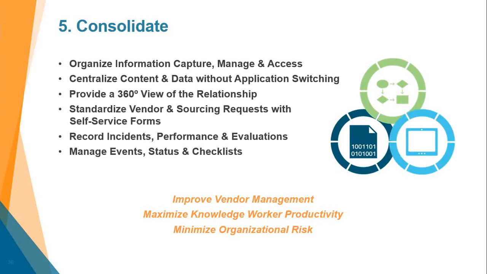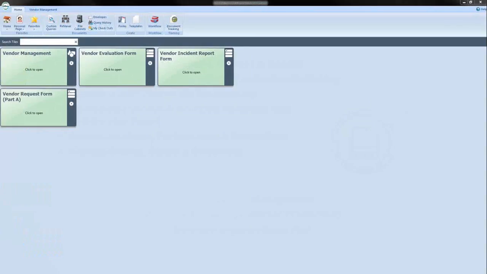So the value of centralized consolidation is, again, that all that information is accessible with that 360-degree view of the relationship to improve your management of that vendor, to improve the knowledge that your workers have to increase their productivity, and to minimize the risk to the organization as you're working with those vendors and those transactions. So this is where we're going to transition into a tool called OnBase Workview.